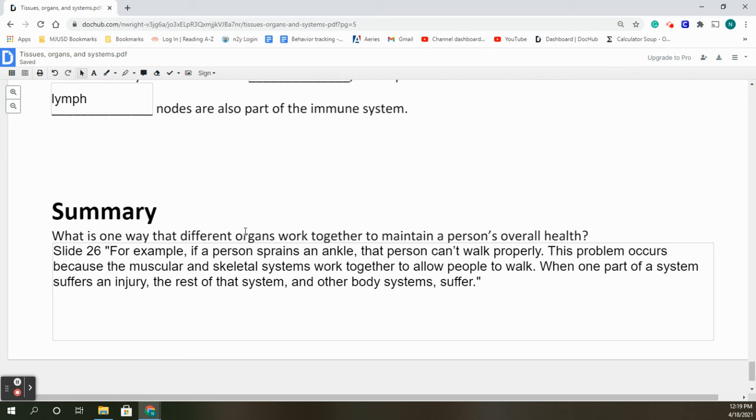Summary. What is one way that different organs work together to maintain a person's overall health? On slide 26, it says, for example, if a person sprains an ankle, that person can't walk properly. This problem occurs because the muscular and skeletal system work together to allow people to walk. When one part of the system suffers an injury, the rest of that system and other body systems suffer.